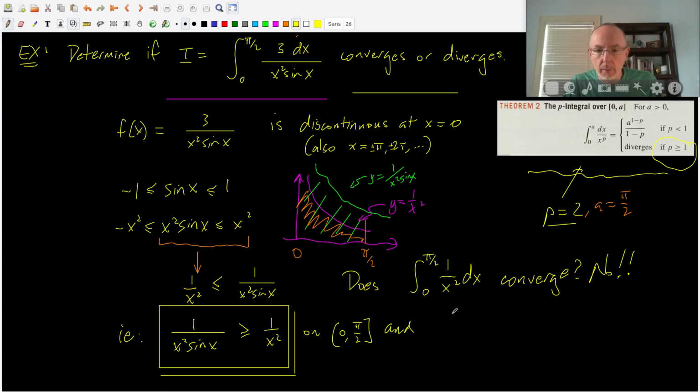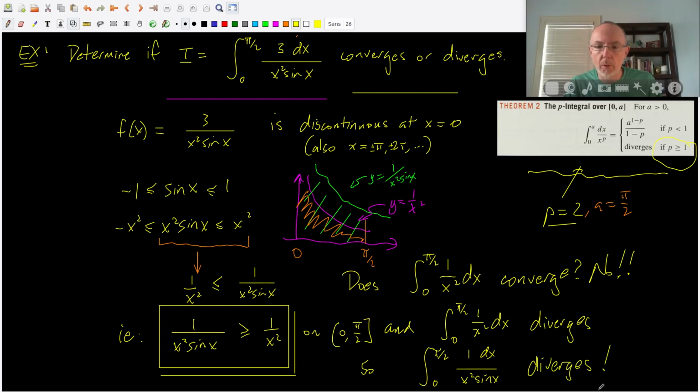And we know that the integral from 0 to pi over 2 of that 1 over x squared by itself diverges. But the area we're looking at is bigger than that because the function is bigger. And so we can conclude that the integral between 0 and pi over 2 of this thing, 1 over x squared sine of x, also diverges. So we're done. That's all we needed. And in fact, if this diverges, then 3 times it must diverge, right? Because I'm just multiplying by 3. And if it's not finite to begin with, multiplying it by 3, it's not going to be finite.